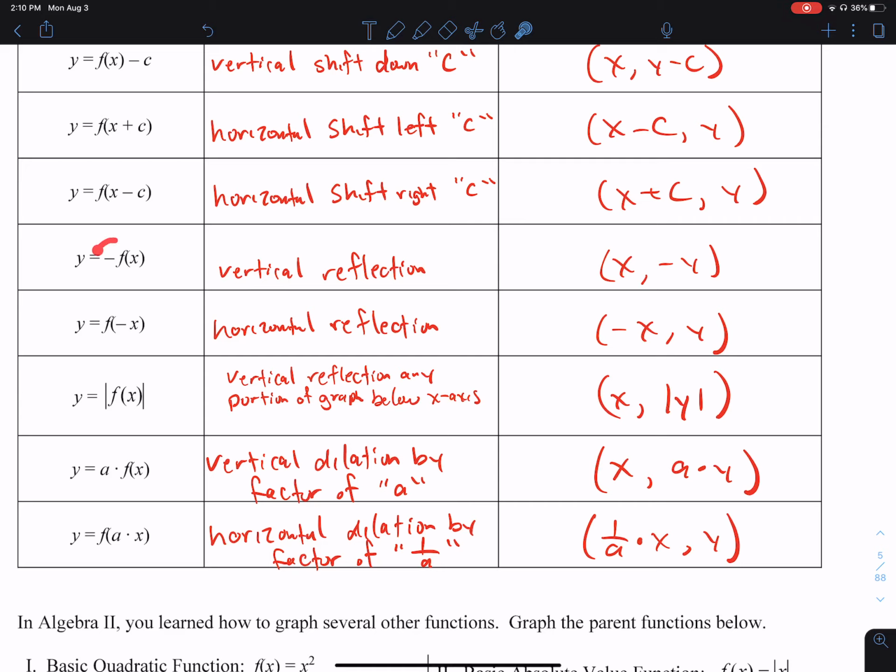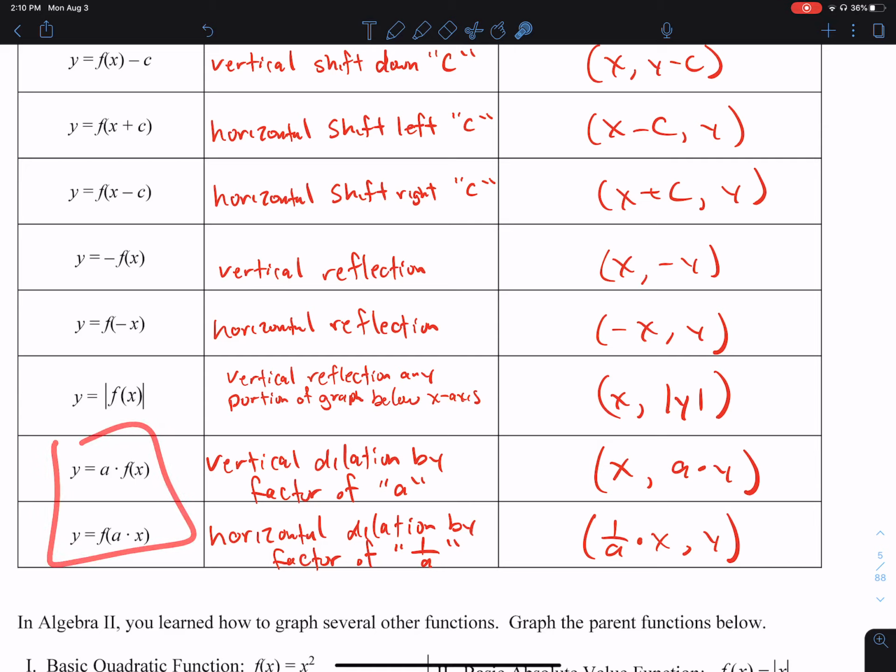If you're multiplying by a negative, it's going to cause a reflection. If you multiply it on the outside, it's a vertical reflection. If you multiply it on the inside, it's a horizontal reflection. A vertical reflection affects the y value sign. It changes the sign. A horizontal reflection changes the sign of the x value. Negatives become positives, positives become negatives. We'll get to that one in a moment.